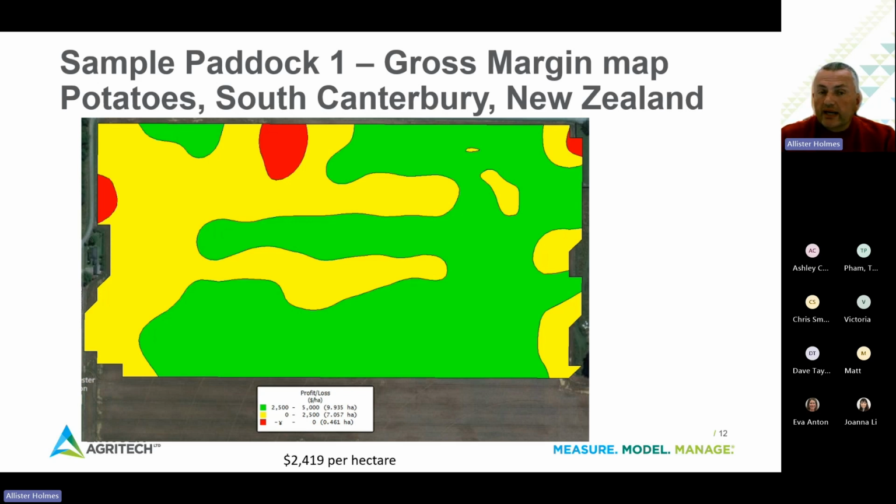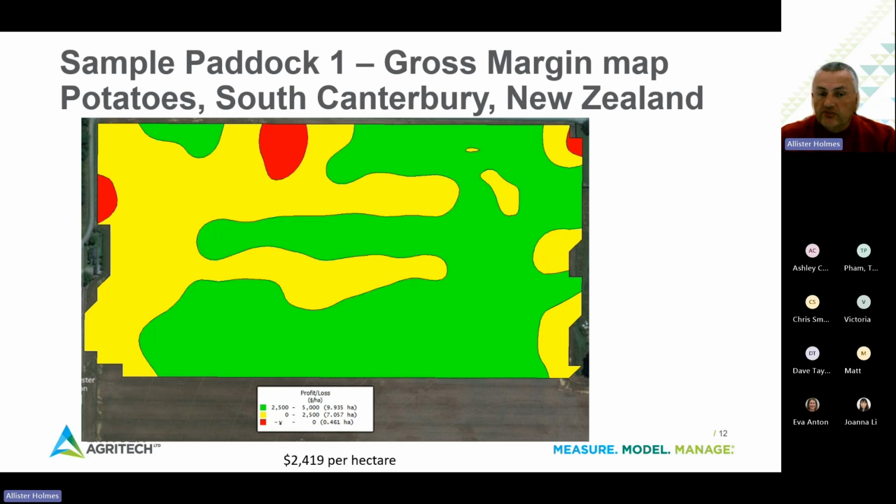The red colour shows a loss from growing the crop, and there's nothing that focuses a grower's mind as quickly as putting a red or a loss on a map and showing them that. So that just shows that most of the paddock is creating a profit, but that parts of the paddock are creating a loss. And the question from this is so what? What can we do, or how does that pattern occur? And if we understand how that pattern occurs, what can we do to change it in time?